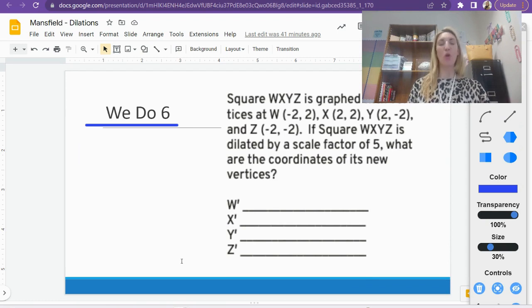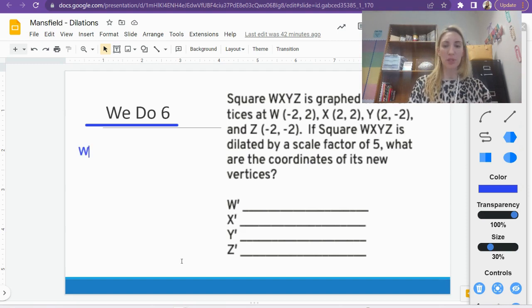All right, guys, so here we go. We do number 6. On your paper, please write we do number 6. This problem is a little different, so I'm going to help you out with it, okay? It says square WXYZ is graphed with vertices at W(-2, 2), X(2, 2), Y(2, -2). I don't need you to write this whole entire paragraph in your notebook, but I do want you to write those points.